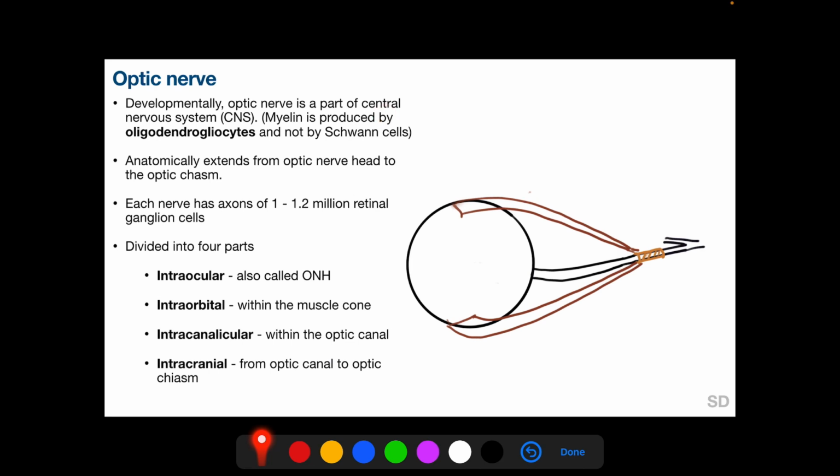The optic nerve developmentally is a part of the central nervous system, and anatomically it extends from the optic nerve head to the optic chiasm. Each optic nerve has 1 to 1.2 million axons of retinal ganglion cells, and the optic nerve is divided into 4 parts: the intraocular part, also called the optic nerve head or the ONH, the intraorbital part within the muscle cone formed by the recti muscles, the intracanalicular part within the optic canal, and the intracranial part from the optic canal up to the optic chiasm.